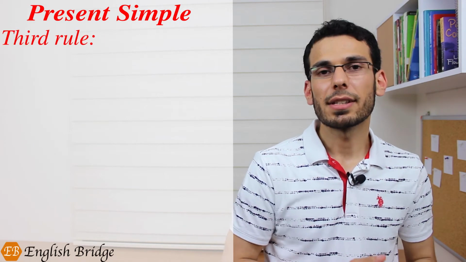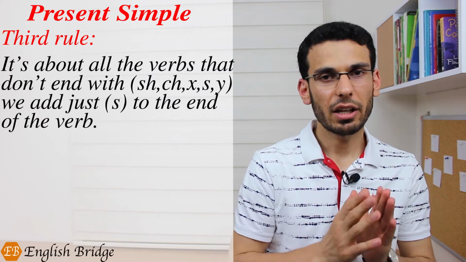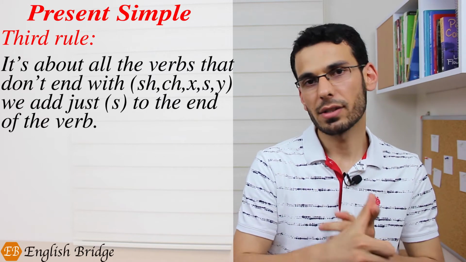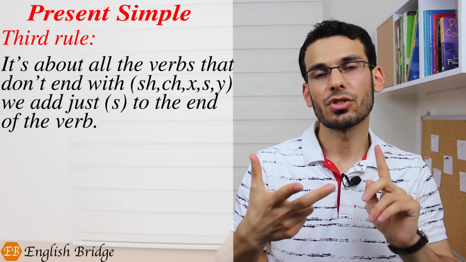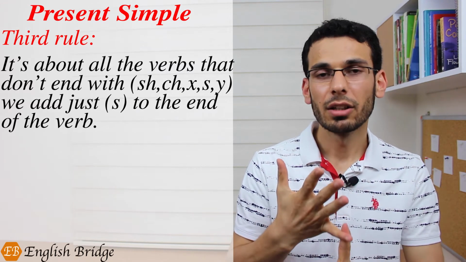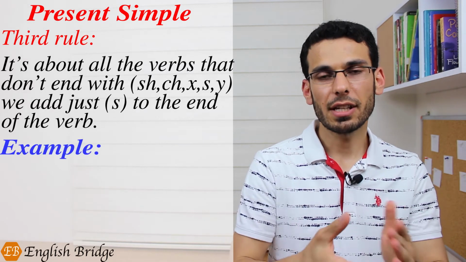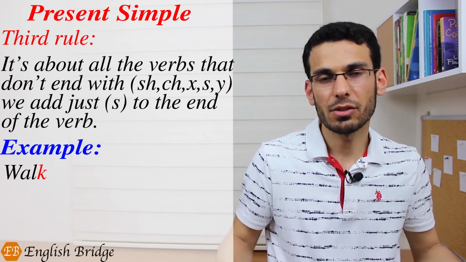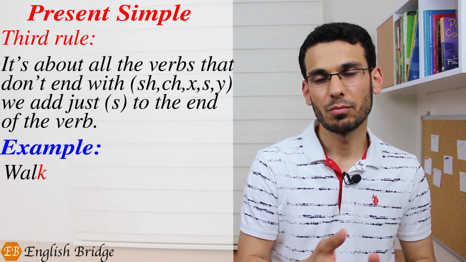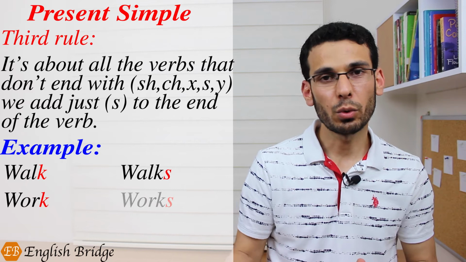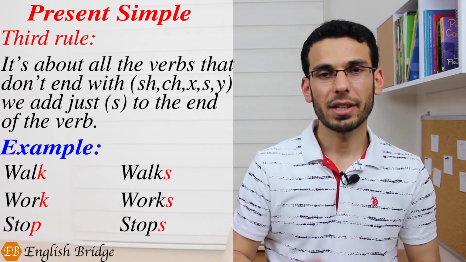The third rule is about all other words. Every verb other than those finishing with SH, CH, X, S, and Y, we immediately add S. Example, walk, finished with K. There is no rule about K, so we just add S, walks. Work, same, works. Stop, stops, etc.